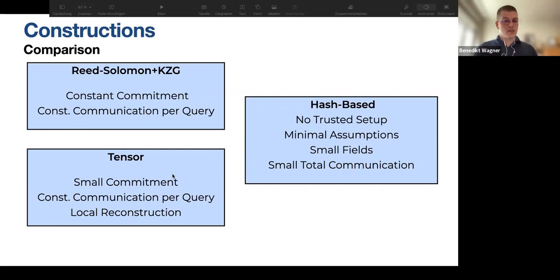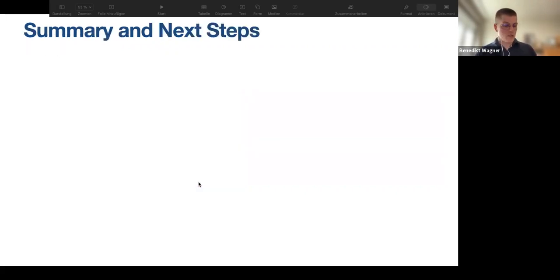And the main reason is that, for example, if you compare it to the tensor scheme, you need 3/4 of the symbols, right? So you need to make more queries to reconstruct this. Okay, so that was some comparison.